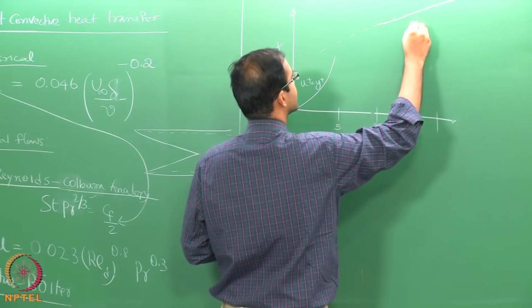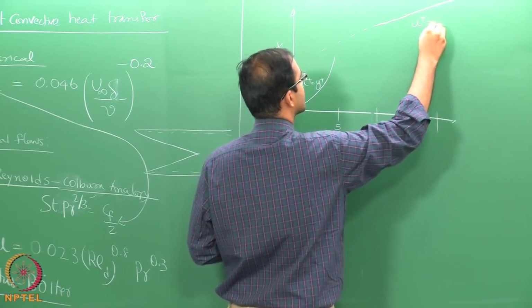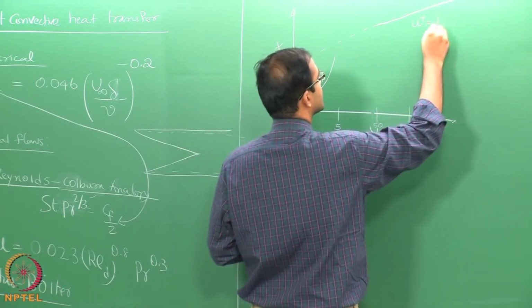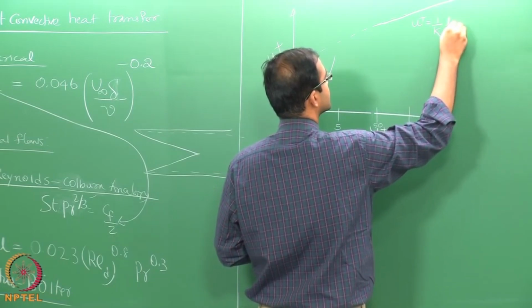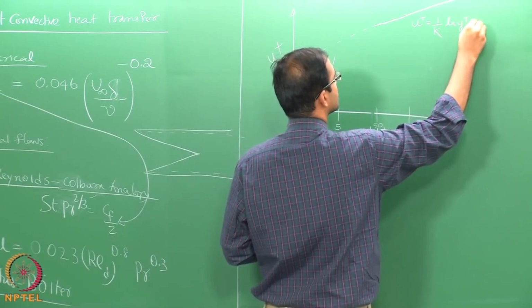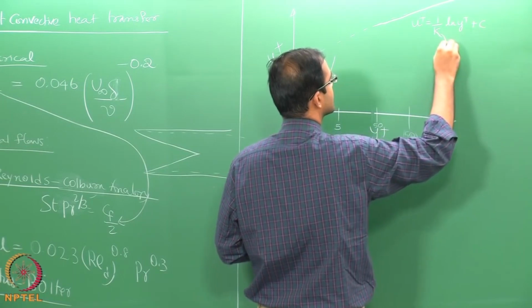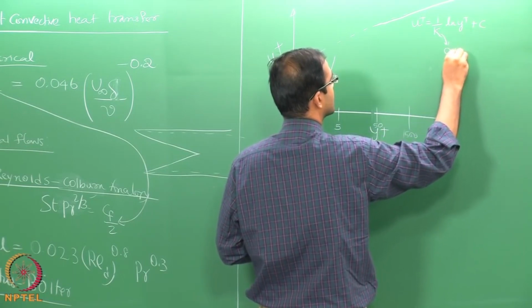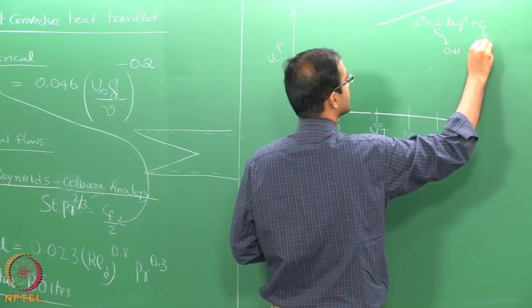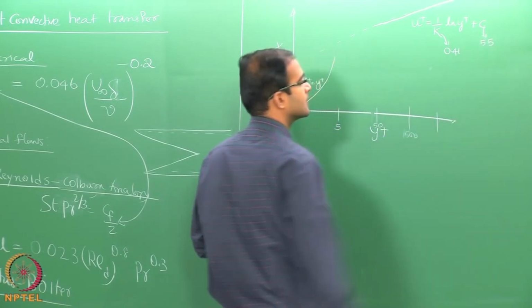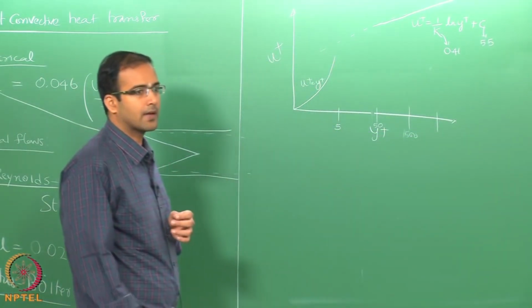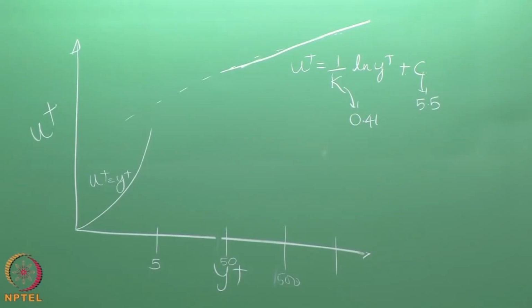Here it is given as a logarithmic profile. Do you remember how the profile looks? Plus a constant, and this is your von Karman constant which is 0.41 and this is 5.5. These two we have derived from the basics.